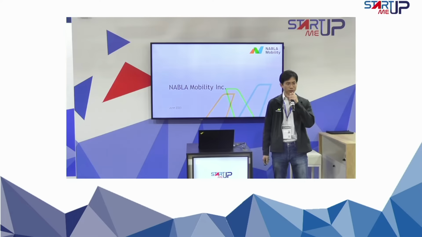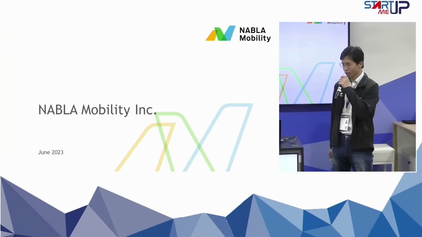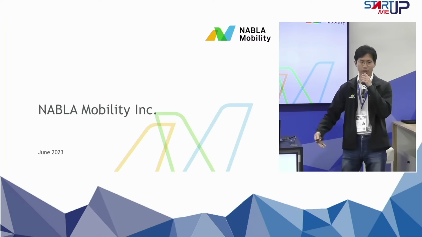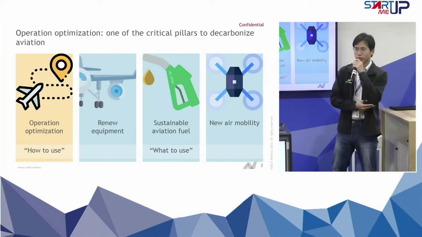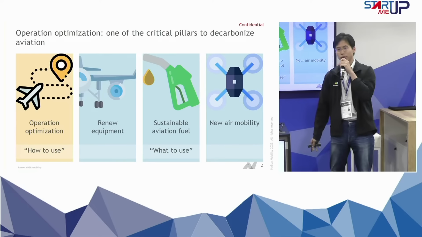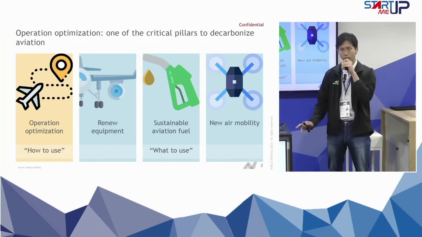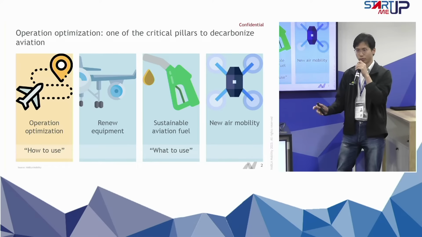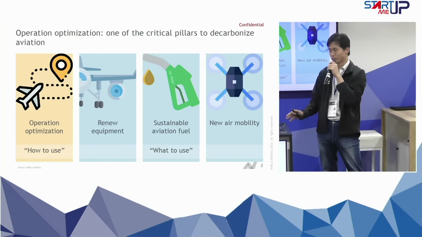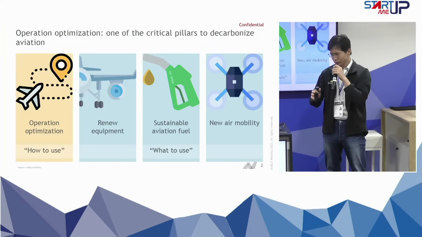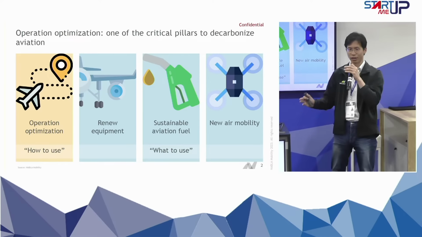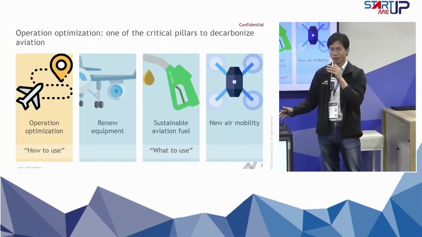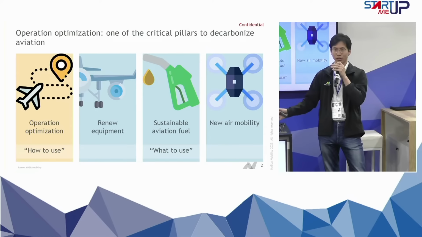So my name is Sang from Navigability, and we are a startup that focuses on optimizing the flight operations of the airlines. This is the four pillars of decarbonization in aviation, and flight operation is considered one of the most important pillars here. But in general, people think that in the flight operation area, lots of things are already happening, so there's not much room remaining. But that's actually wrong.